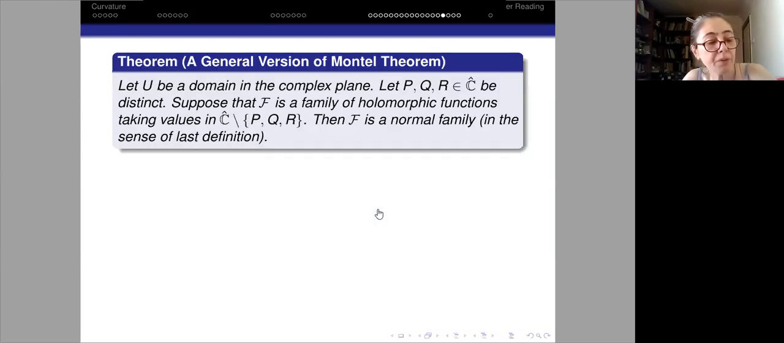So when we have the metric characterization, we can state a general version of the Montel theorem. We take a domain in the complex plane. We take three points on the Riemann sphere, and we suppose that F is a family of holomorphic functions taking values in the Riemann sphere minus these three points. Then we can say that F is a normal family, in the sense of the last definition. We gave two definitions of normal families. We are working with the second definition.